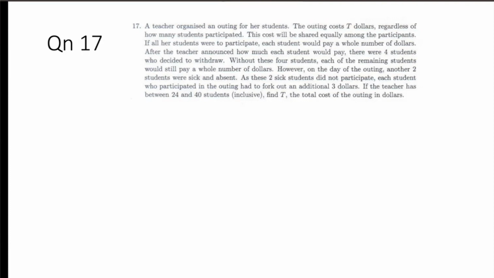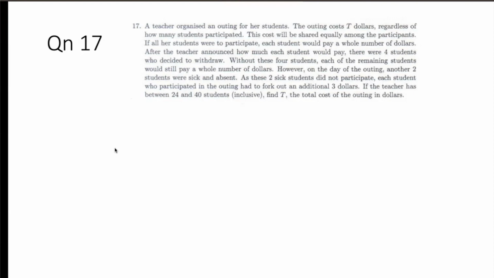Without these 4 students, each of the remaining students would still pay a whole number of dollars. However, on the day of the outing, another 2 students were sick and absent. As these 2 sick students did not participate, each student who participated in the outing had to fork out an additional $3. If the teacher has between 24 and 40 students inclusive, find T, which is the total cost of the outing.